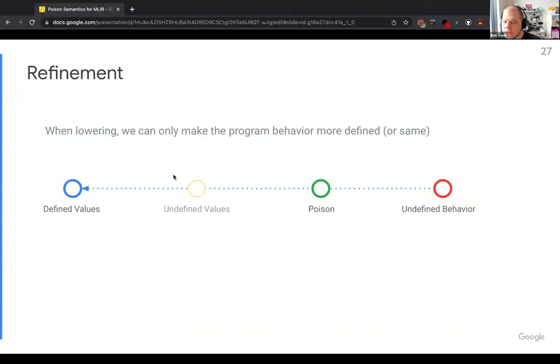Yeah. So, okay, I have this diagram on the screen. This goes from the most defined behavior to the least defined behavior. And I think the rule is roughly like this, that you should always be able to reduce the amount of undefinedness as you lower. So for example, if you have poison, you should be able to replace it with a defined value or with undef. If we had a freeze of something, then we may not be able to do that, right? So we have to avoid freeze.